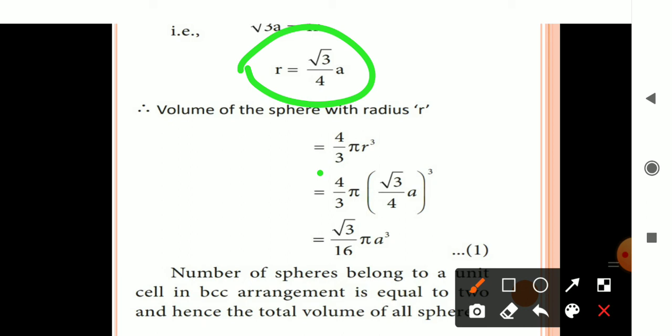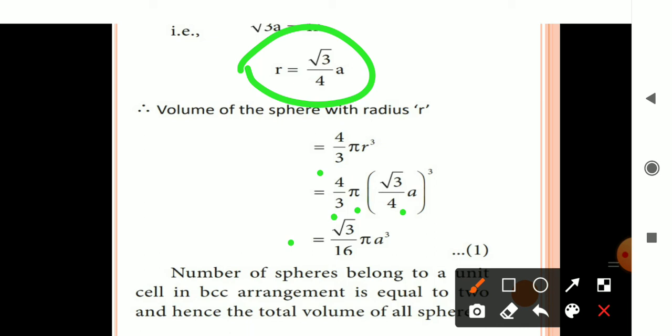Now you can substitute the r value. What is the value of r? r is equal to root 3 by 4 into a. So we have volume equal to 4 by 3 pi times root 3 by 4 into a, the whole cube. By simplification, this is converted into volume of the sphere equal to root 3 by 16 into pi a cube.